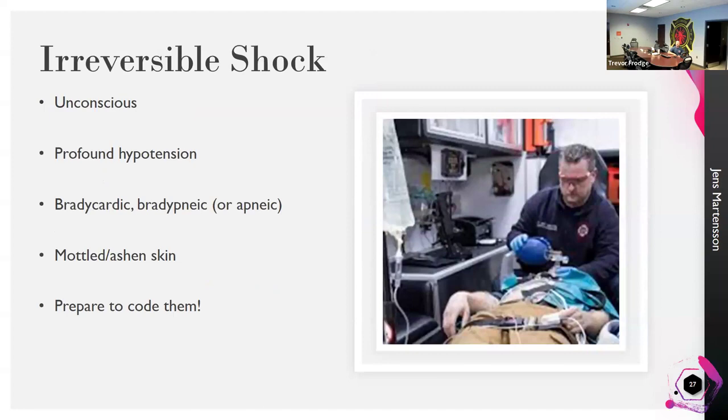Irreversible shock, these patients are unconscious or very, very lethargic, heading towards unconsciousness. Profound hypotension, 60 over 30, 70 over 40 BPs. They're bradycardic, often bradypnic or apneic, so their breathing slows, they struggle, then they stop breathing. They might have mottled or ashen skin. The big thing with irreversible shock is be prepared to code them. Like, these patients are going to die in front of you or arrest very, very quickly. So pads on, get your equipment staged, be ready to rock, because those patients are going to crash.